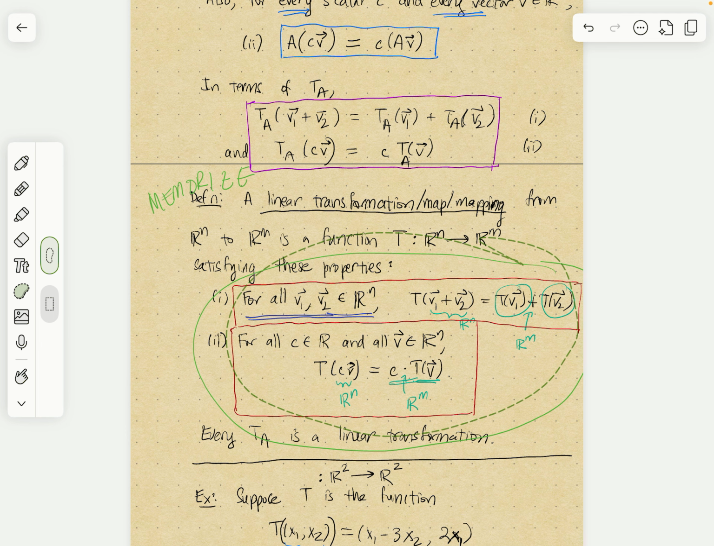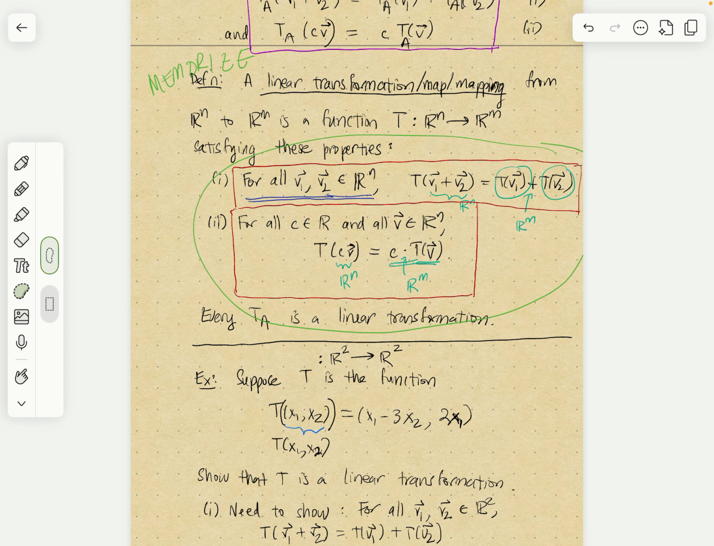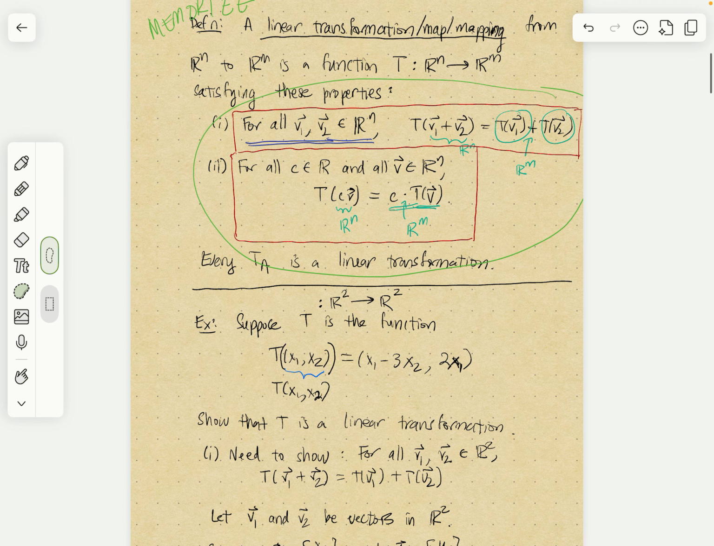The sum of the inputs, if you plug in v1 plus v2, has to go to T of v1 plus T of v2. And the second one is that if you take an input v and scale it by c, that new input, cv, has to go to c times the original output. So that's c times T of v.